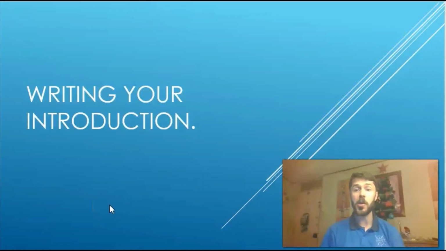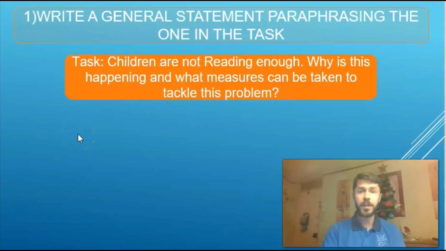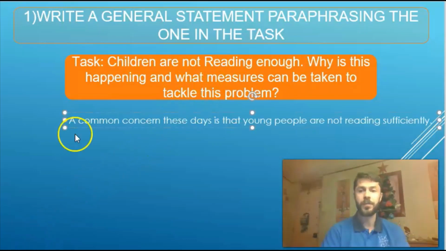Now I'm going to take you through step by step writing each paragraph, starting with the introduction. The first thing is to write a general statement paraphrasing the one in the task. For this we have to go back and look at the task instructions. It said children are not reading enough. That is your general statement that you want to paraphrase.